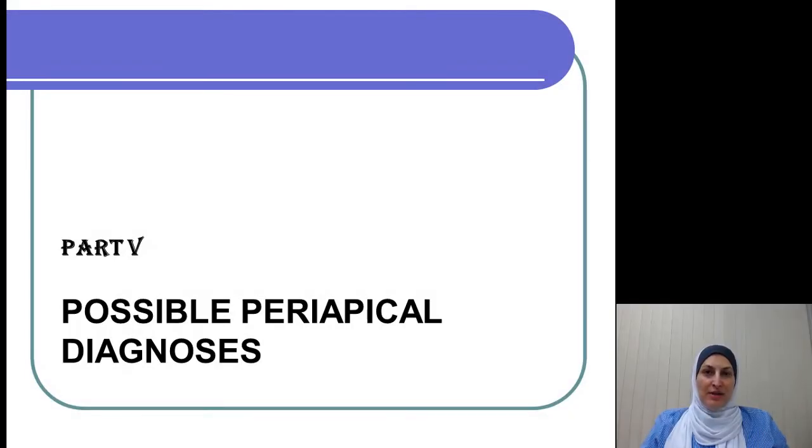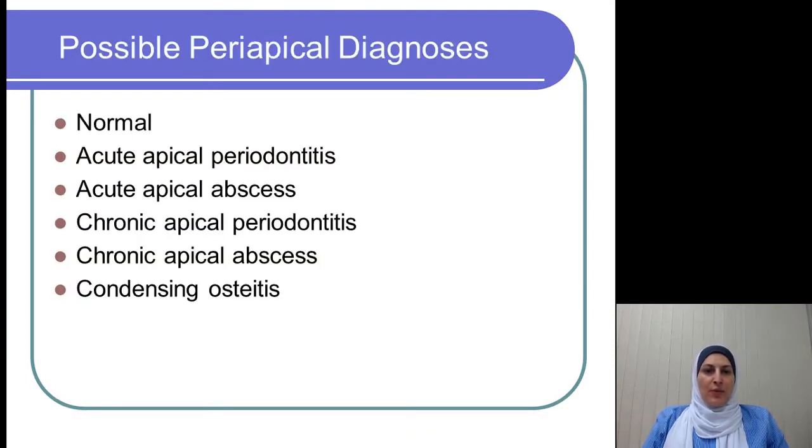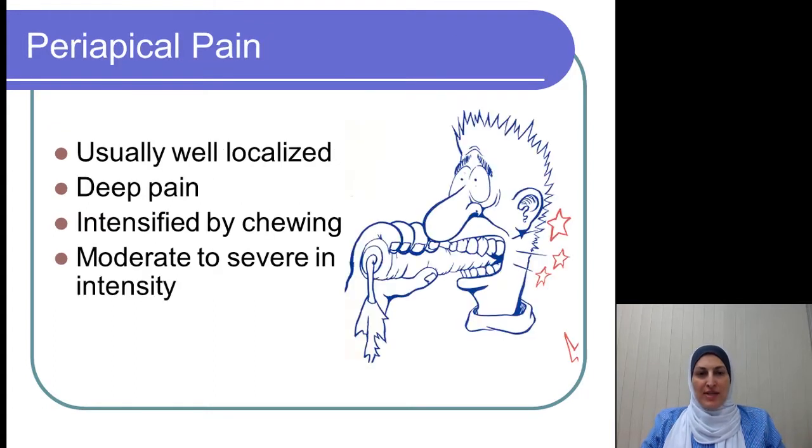Welcome back to the last part in this lecture, talking about the possible periapical diagnoses. So what are the possibilities? It's either a normal tooth with a normal periapical area, acute apical periodontitis, acute apical abscess, chronic apical periodontitis, chronic apical abscess, or condensing osteitis. These are the possible periapical diagnoses. Let's see how they are presented.